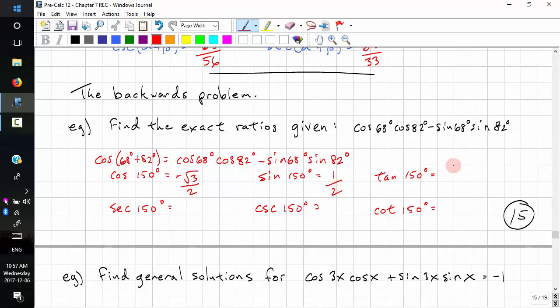Tan 150, we can just use sine and cosine, so that's 1 over negative root 3. We cancel out the 2's, and we put the negative sign on the top, so negative 1 over root 3. Secant, we're flipping this one, negative 2 over root 3. Cosecant, we're flipping sine, we get 2. Cotangent, we're flipping this one, we get negative root 3.